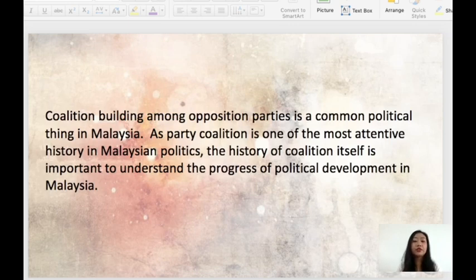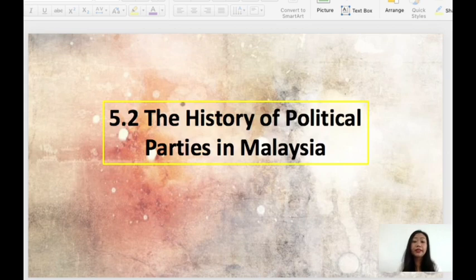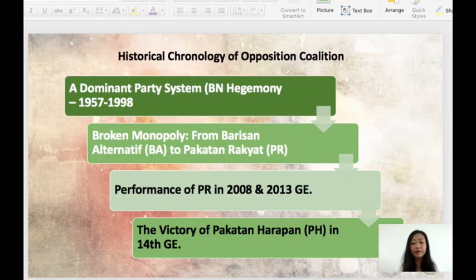Alright class, for 5.2, the history of political parties in Malaysia, we are going to look at 2 points here. The first one, we're going to look at the coalition of opposition parties itself, okay, the historical chronology of opposition coalition, and then the explanation of each political party in Malaysia, yeah, after this. Okay, so historical chronology of opposition coalition. This is important, yeah. Okay.